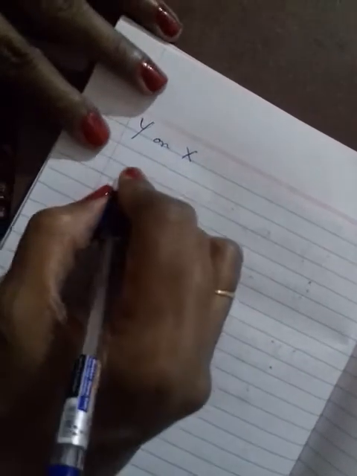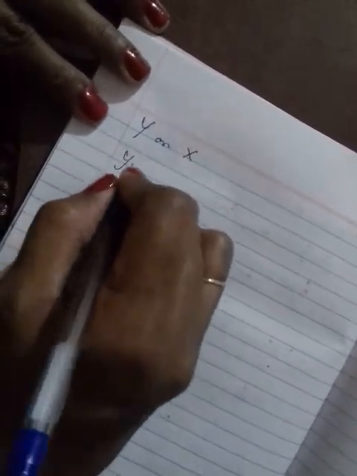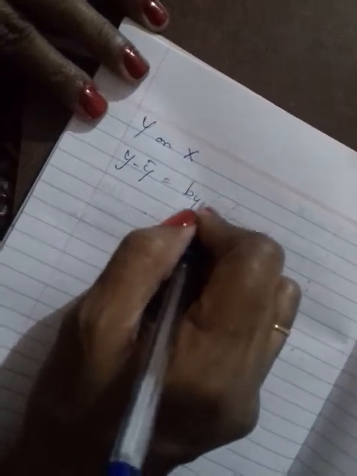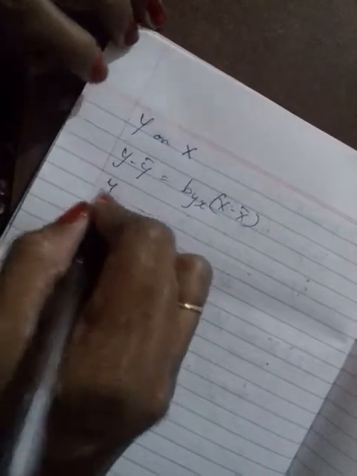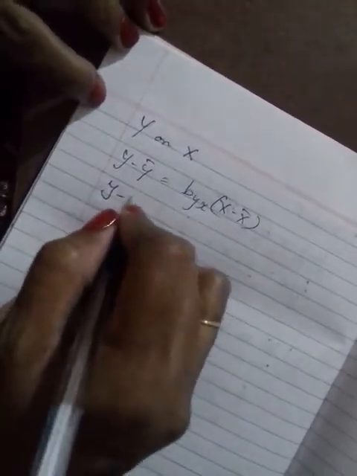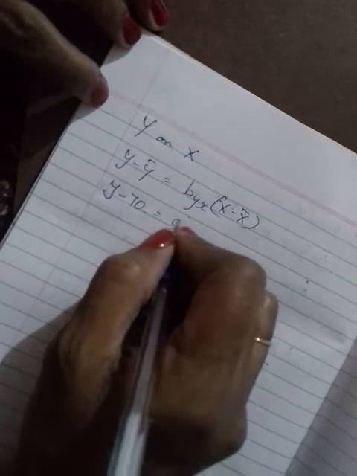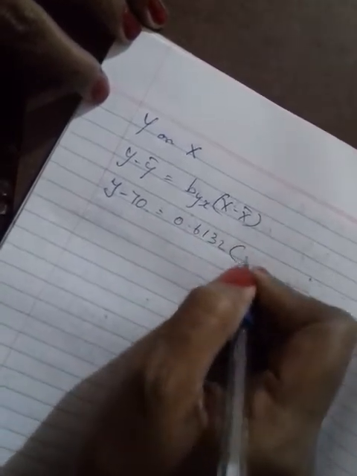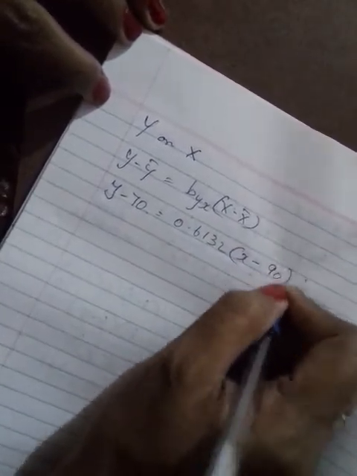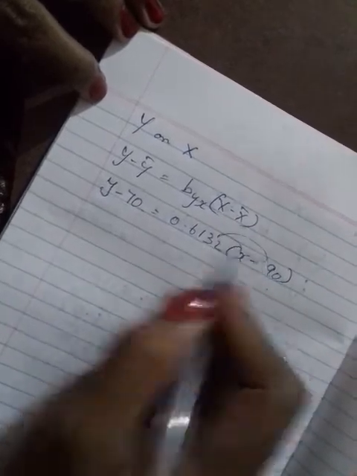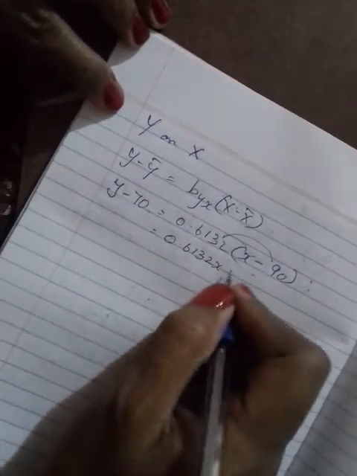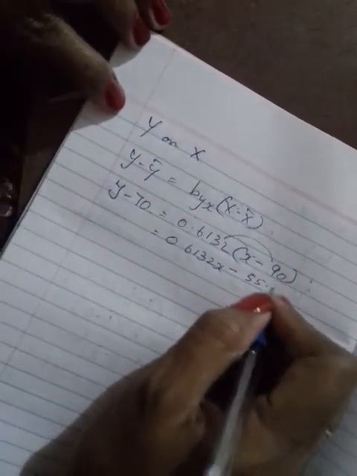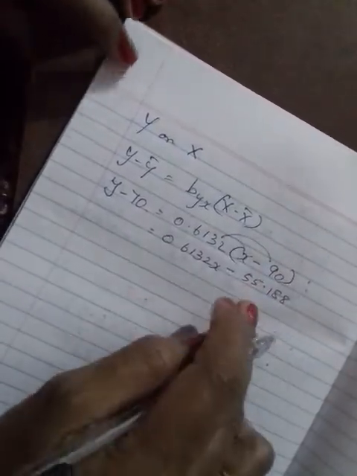So now y on x. So this is the regression line y on x: y minus y bar is equal to b of yx into x minus x bar. We know y bar is 70, b of yx is 0.6132, and x minus x bar is 90. Multiply this value inside, and you will get 0.6132x minus 55.188.